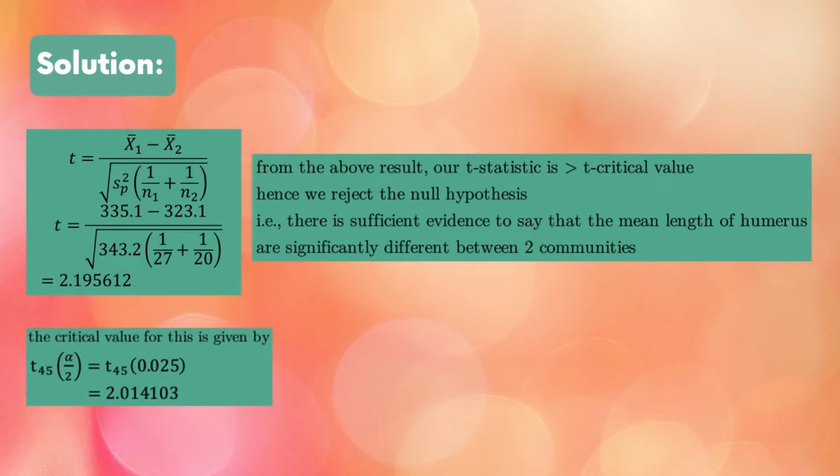Using the formula for the T statistic, we arrive at the result T is equal to 2.195612 and our critical value is given by 2.014103. And from the above result, our T statistic 2.195612 is greater than our T critical value 2.014103. Hence, we reject the null hypothesis. This means that there is sufficient evidence to say that the mean length of humerus are significantly different between the two communities.